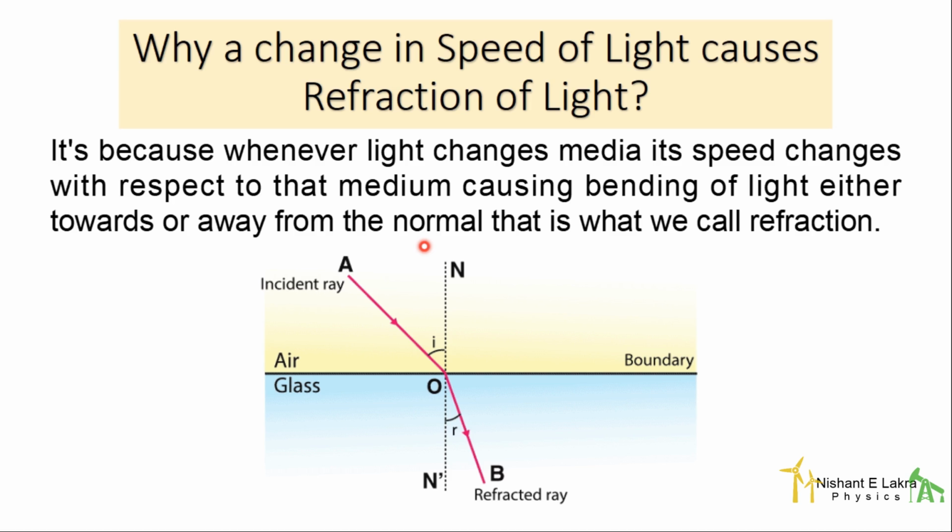So why does a change in speed of light cause refraction? Because when the light moves in a rarer medium, the speed of light is more. And when the light moves from the rarer medium to the denser medium, the speed of light becomes less. And that is the reason why it bends, and it bends towards the normal. So it will either bend toward the normal or away from the normal, only in consideration when the light ray is moving from a rarer medium to denser or denser medium to rarer medium.